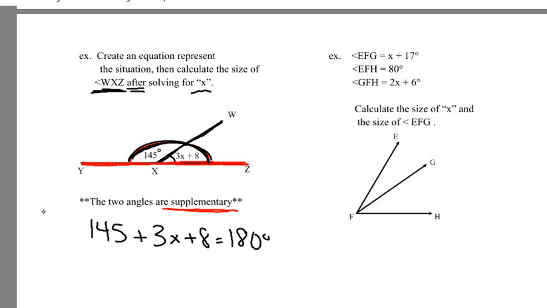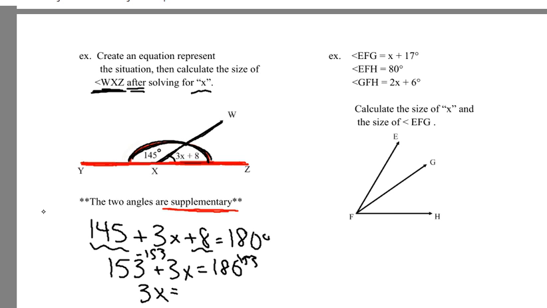Now we can do the algebra. Combine like terms: 153 plus 3x equals 180. Subtract 153 from both sides. 3x equals 180 minus 153, that ends up being 27. Divide both sides by 3, and x works out to be 9.